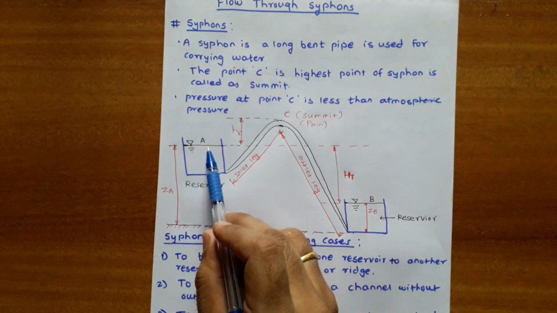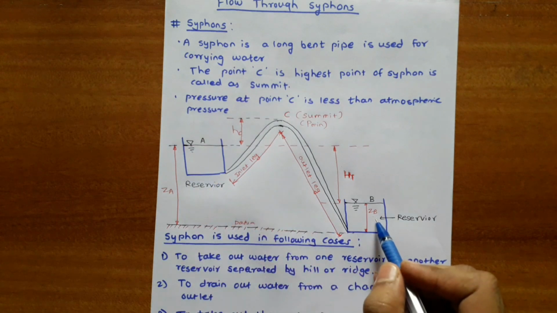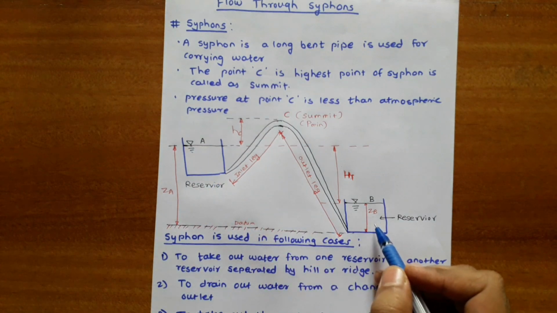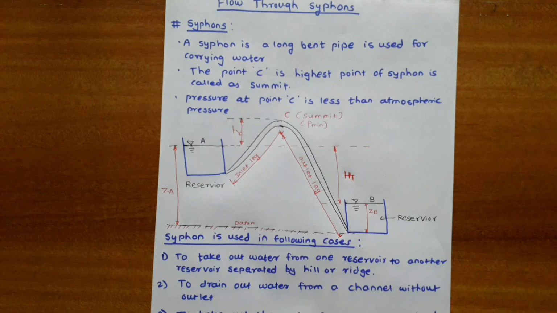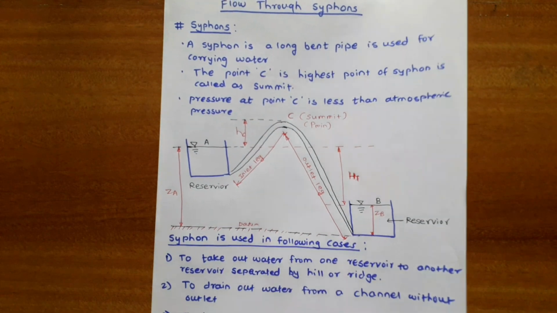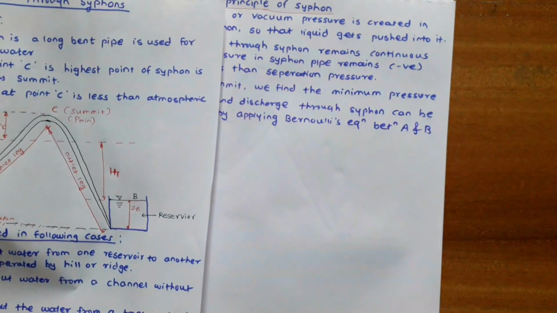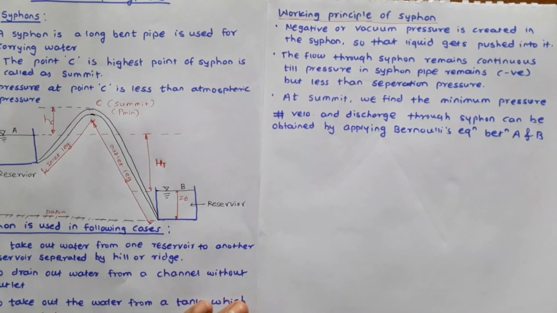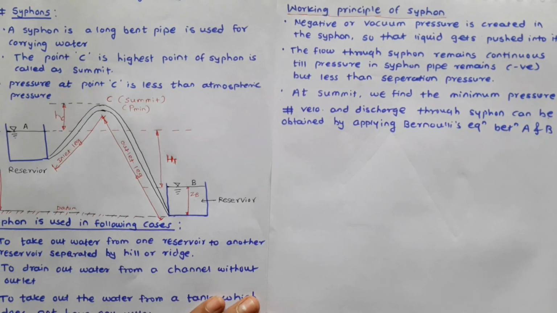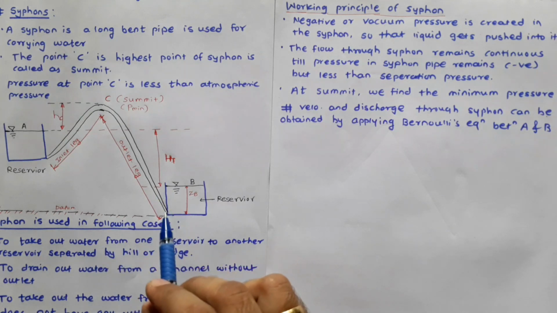Now the Bernoulli equation is nothing but the energy equation. Energy at A is equal to energy at B, but head loss or energy loss takes place while water transfers from A to B. Now we will apply Bernoulli's equation between section A and section B. So pressure head, velocity head, datum head at A is equal to pressure head, velocity head, datum head at B plus head loss on the downstream side.